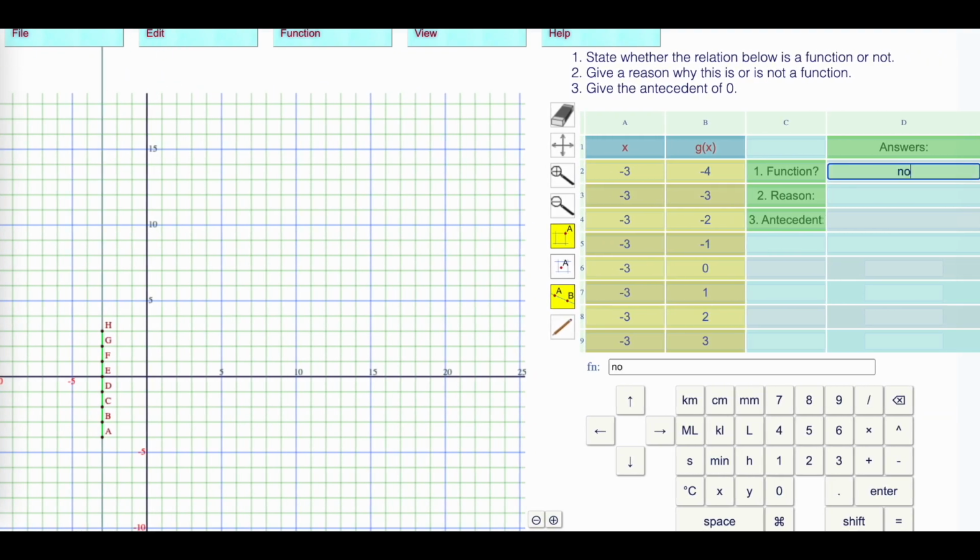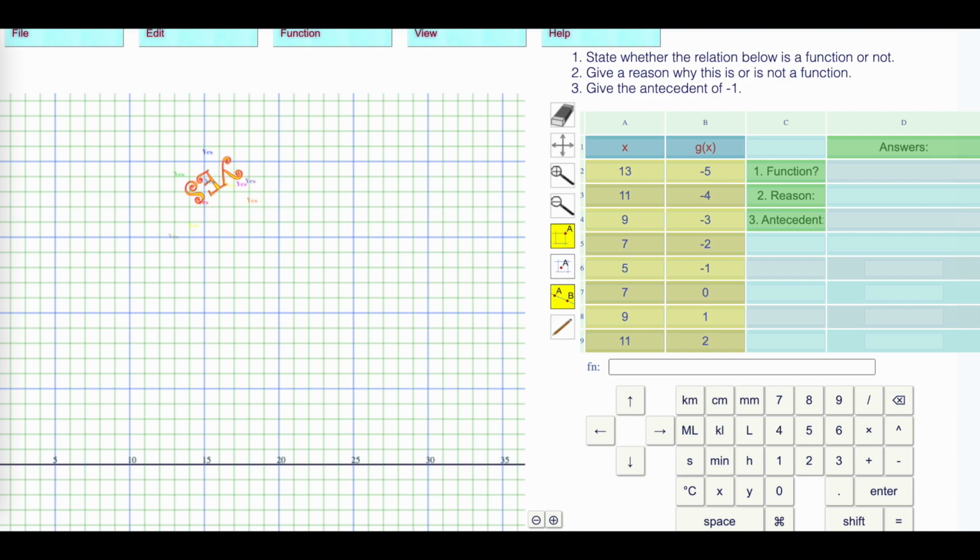Is this a function? No. It is one to many. The antecedent of 0, the thing that comes before 0, is -3. And then you press enter to see if you're right.